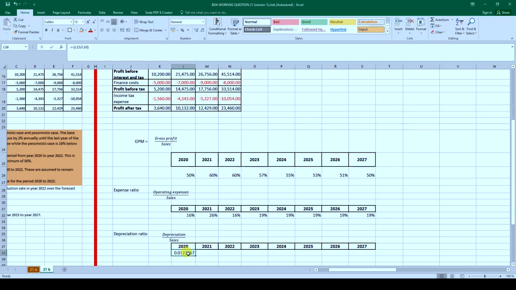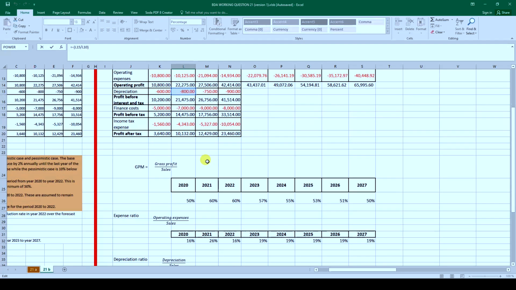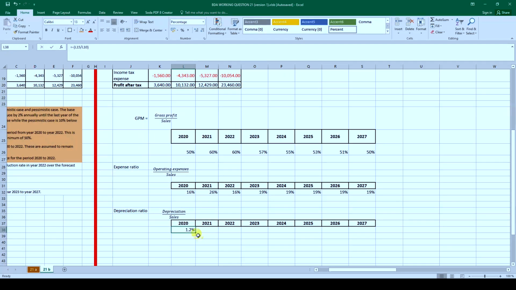This has to be in percentage form. So again, Alt H P. So we increase it to see the percentage like that. So if that is the depreciation ratio, you can see it is L15, depreciation divided by the sales. That should be dragged now, moving across up to 2022, please, not up to 2027.